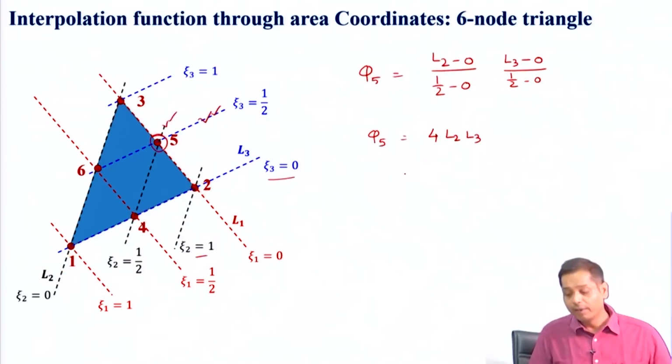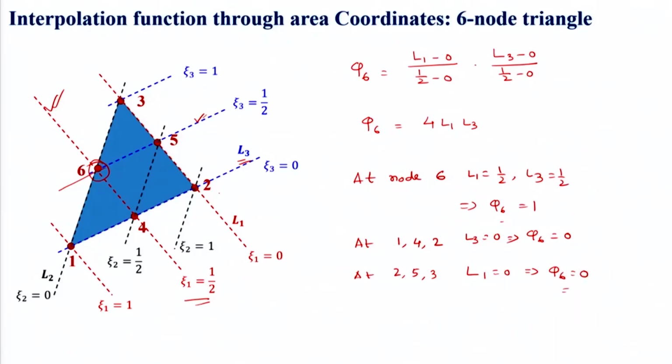You can show it for 4 and 5. So this is how we can have the shape function for a higher order triangle. The example is given for a 6 node triangle.